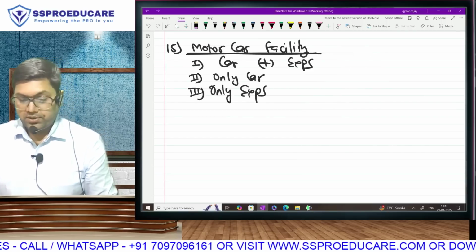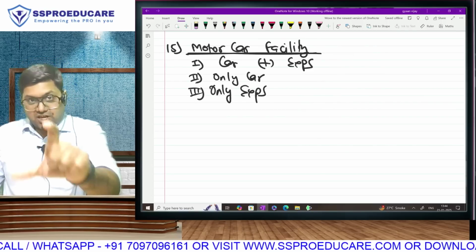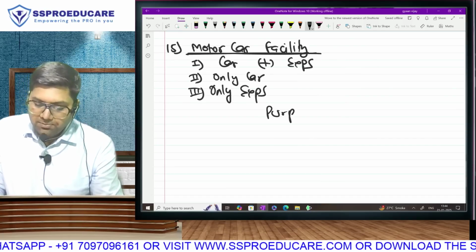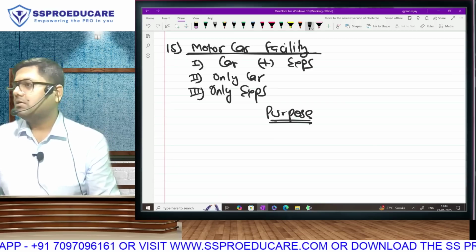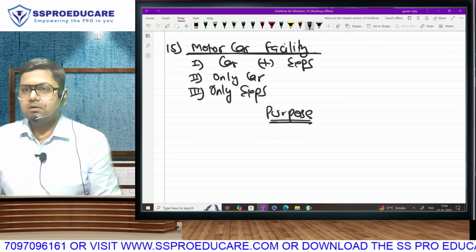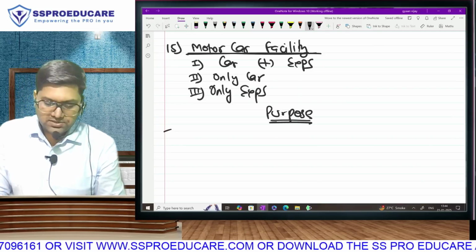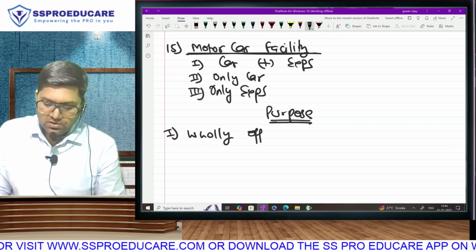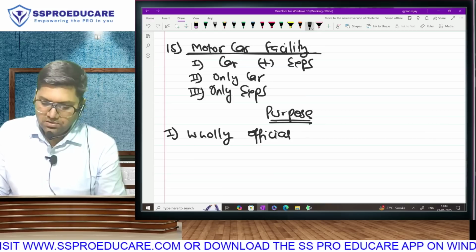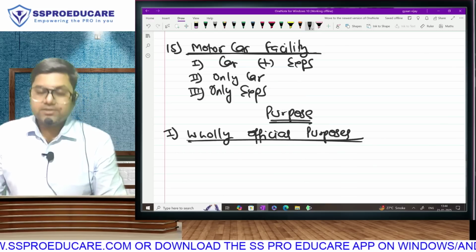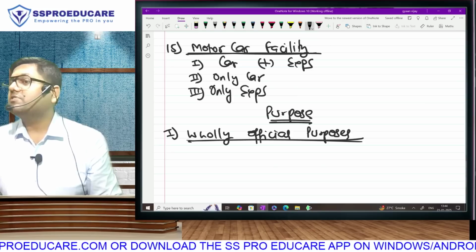So the point is simple. After checking what he has given you, you have to also go and check the purpose for which you have used the car. Do you understand? First possibility is that the car is used wholly and exclusively for office related work. Car is used for only and only office purposes.